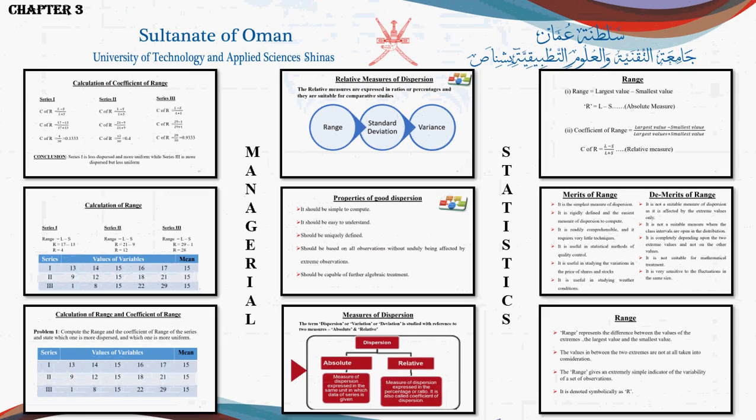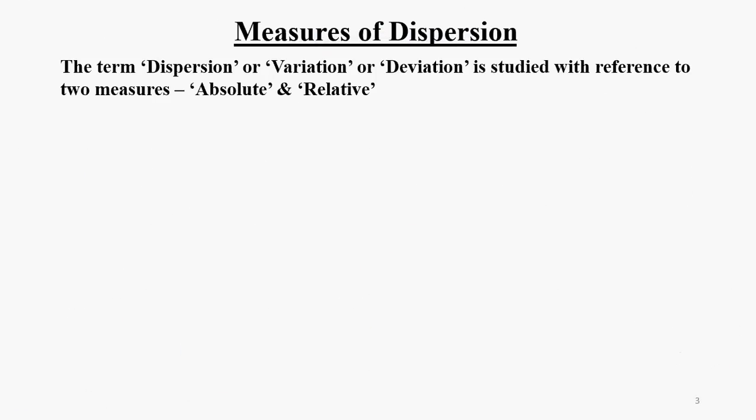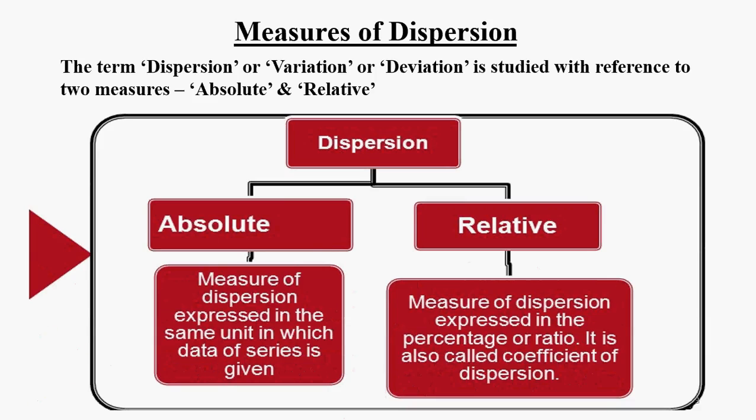Now, let us move on to the next part to understand measures of dispersion. What are measures of dispersion? The term dispersion, variation or deviation is studied with reference to two measures. So here, we need to understand it has two. One is called absolute. The other one is said to be relative. In absolute, we look at measures of dispersion expressed in the same unit in which the data of the series is given.